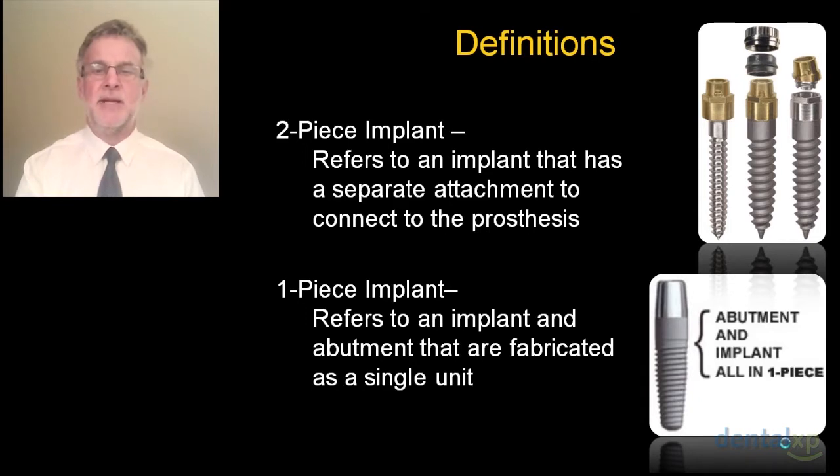Often people think of that as synonymous with mini implants, but the lines are being blurred because, as you see in this slide, we have mini implants that are actually two-piece implants today, and conversely, we have wider diameter implants, as you see on the bottom part of the screen, that are one-piece implants. So we'll primarily be talking about two-piece implants today, where we have a separate attachment to connect to the prosthesis. But again, we should be clear on what a one-piece implant means and what a two-piece implant means.